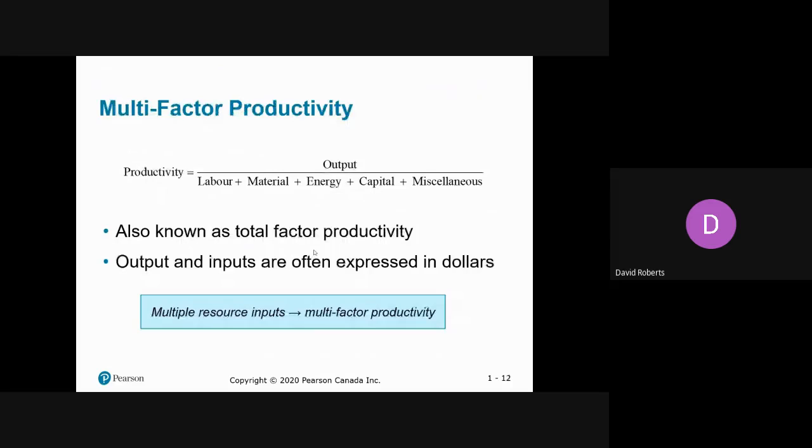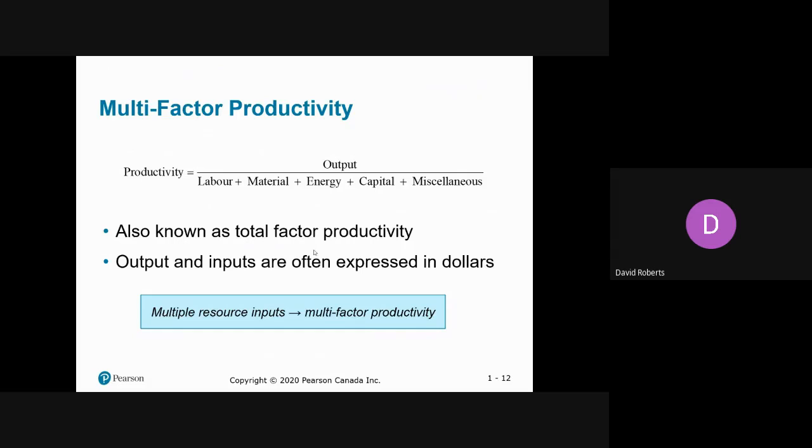Multi-factor productivity is the same, except the biggest difference is the denominator. So what you do is you take the labor, the material, the energy, etc. But the thing is, you can't add labor hours to material. So 20 hours of labor and 80 kilograms of material is not 100 anything. So what you need to do with the denominator is to turn it into dollars.